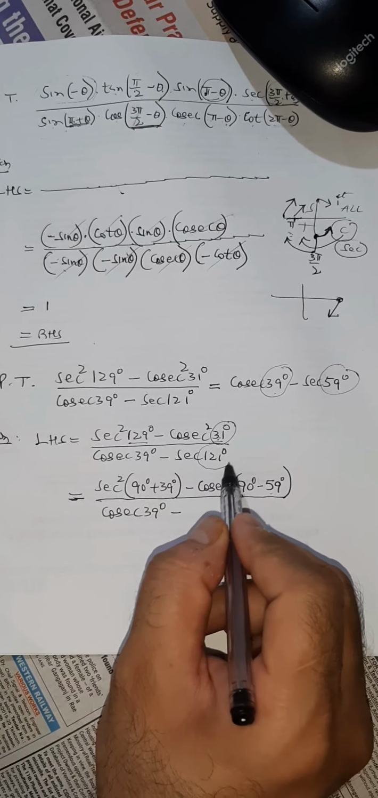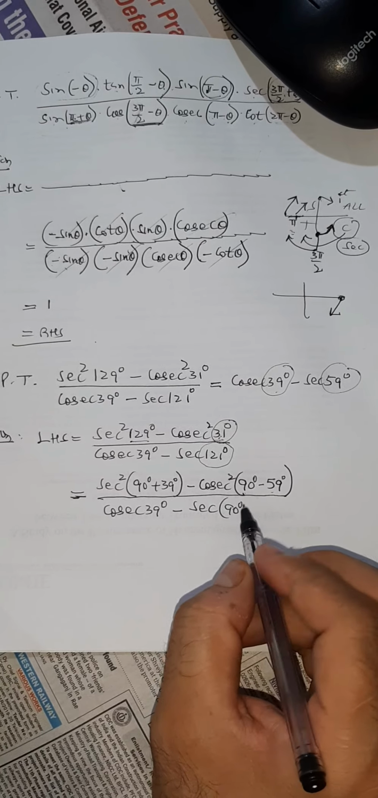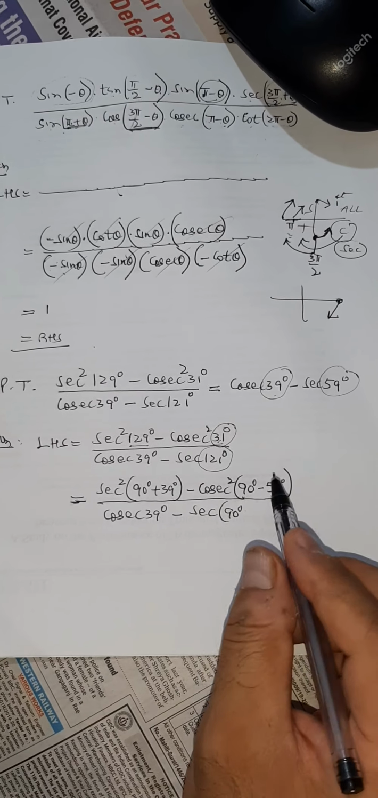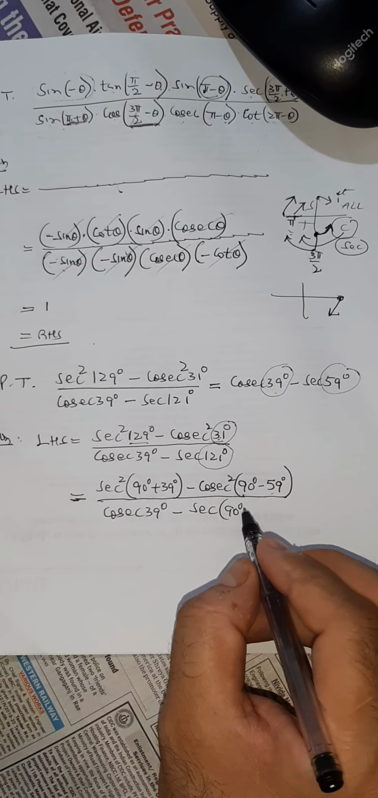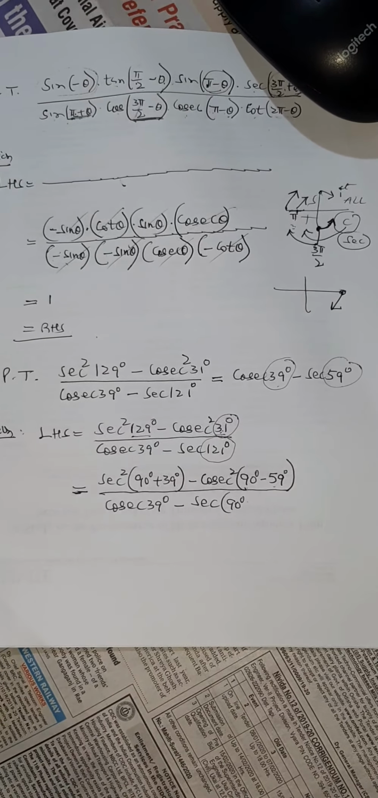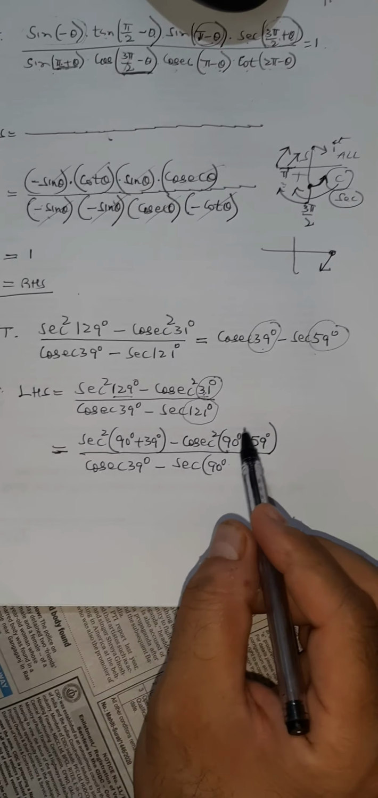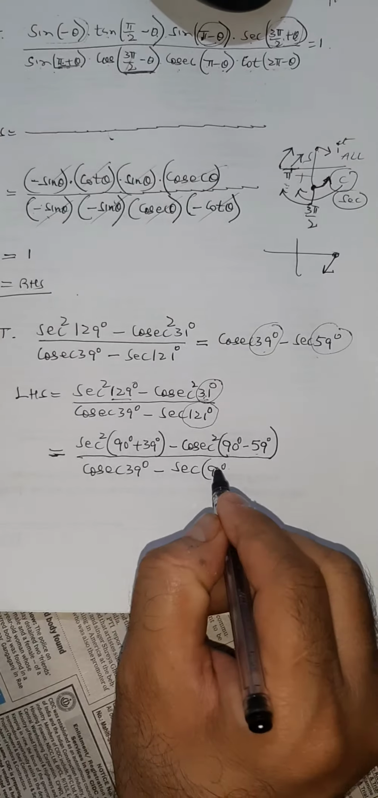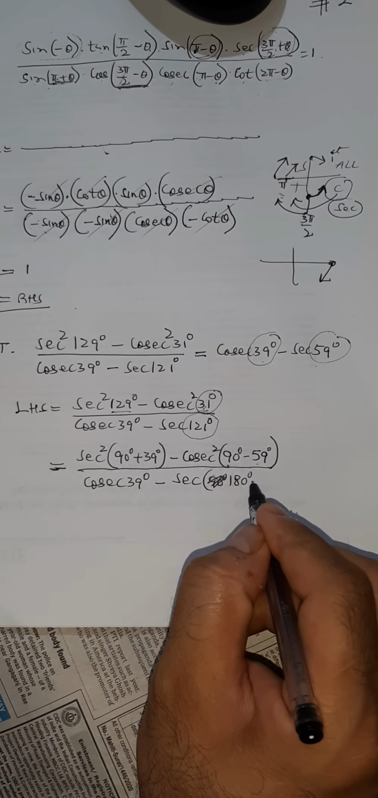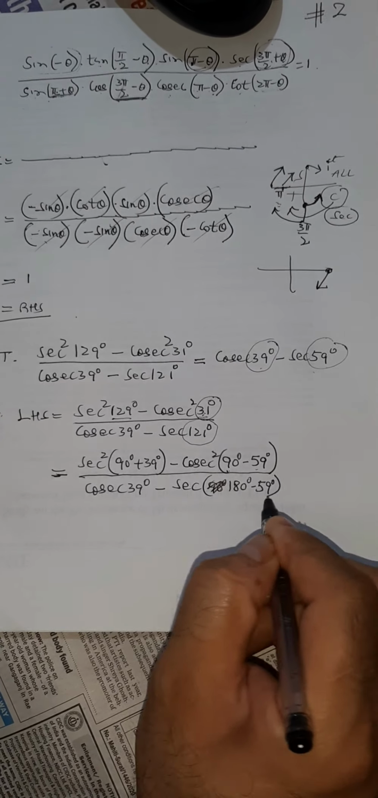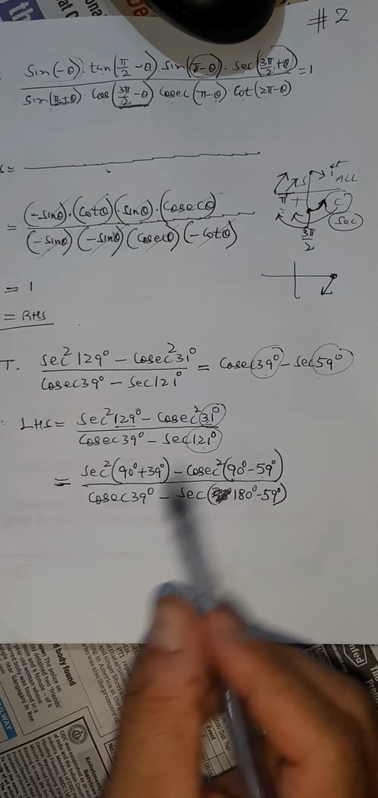Minus, how do we express 121? That we write as 90 plus 31. But we don't want 31, I need 59. So what I'll do, instead of this, I'll write 180 minus 59. So you will get 121, right? We just set according to the RHS.